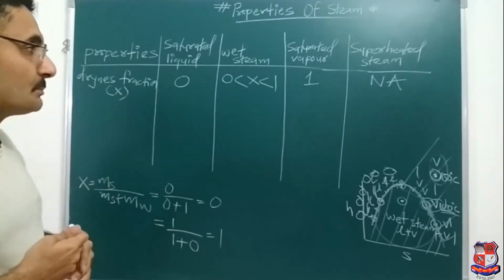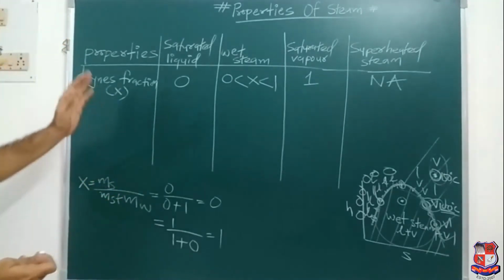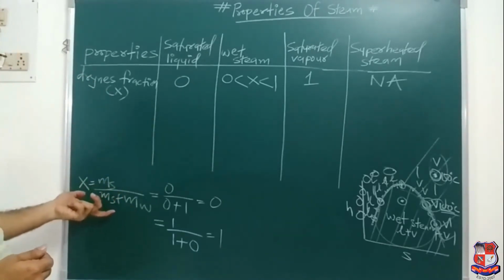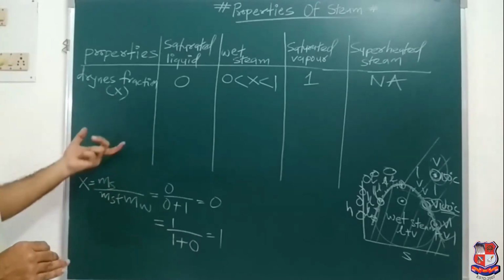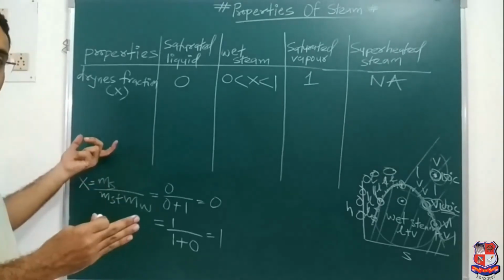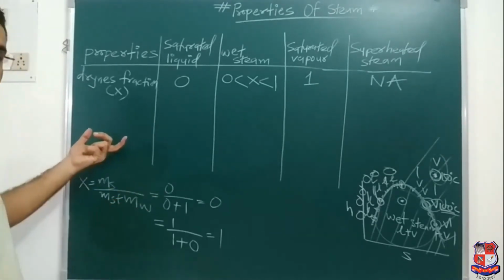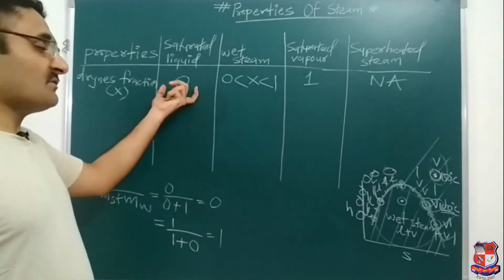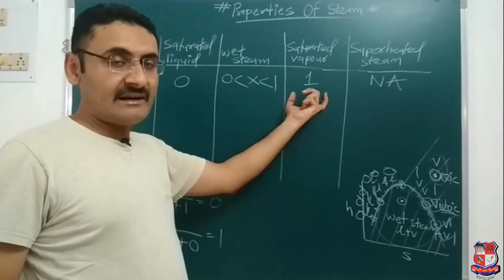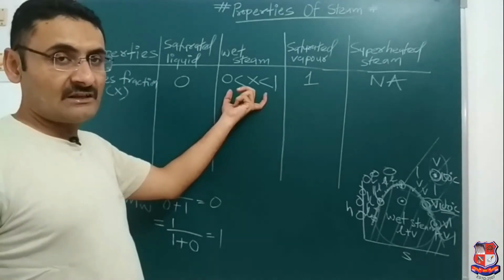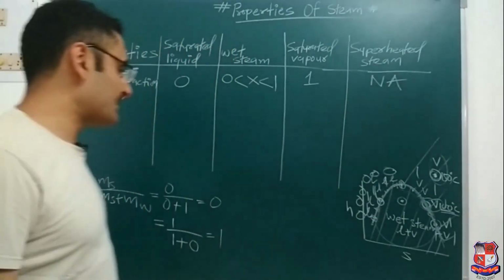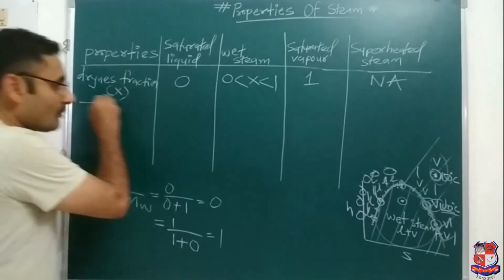So this first line is very important for your numerical purposes: dryness fraction indicates how much amount of water and how much amount of vapor particles are present in a given steam. Wetness fraction is indicated by 1 minus x. If the wetness fraction is 30%, what will you indicate? That 30% of water particles are present and the remaining 70% are vapor particles. Dryness fraction for saturated liquid is always 0, for saturated vapor is always 1, and for wet steam, which is a mixture of liquid plus vapor, it lies in between 0 and 1, and for superheated steam it is not applicable. So that is about the first property.